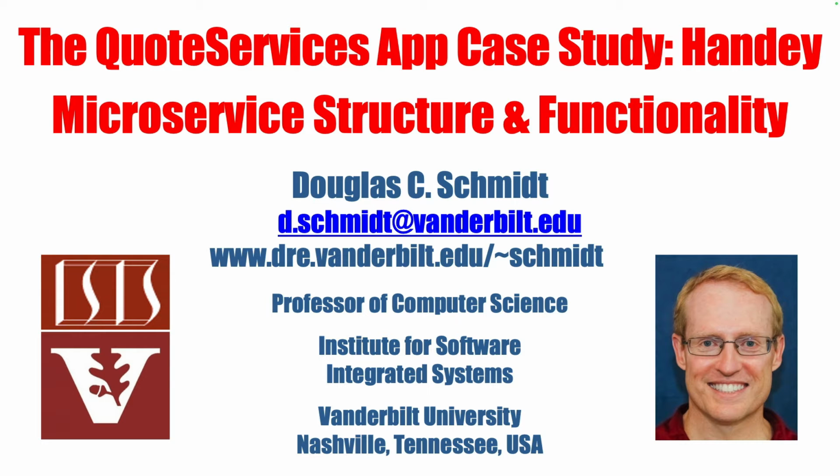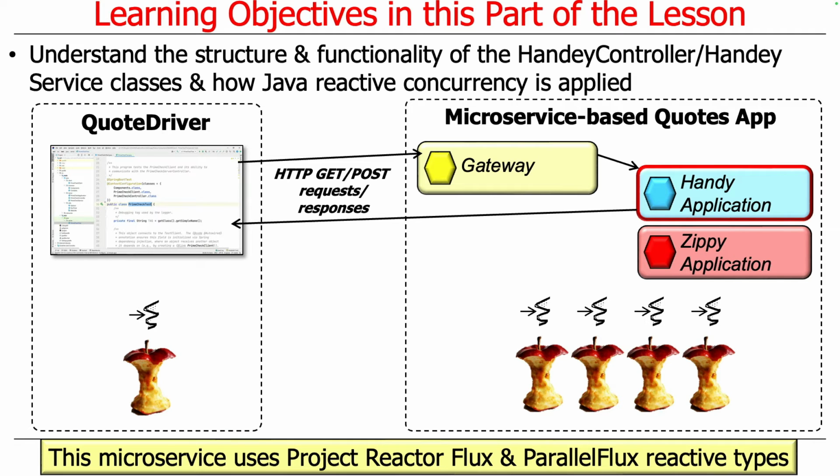And we'll start by talking about its structure and functionality, and then we'll actually walk through the code. So we're going to take a look here at how the Handey controller and the Handey service classes, as well as the Handey application, are implemented. And just for fun, we're going to use the project Reactor mechanisms for Flux and parallel Flux, which uses so-called reactive programming and reactive types. This is a little bit of a teaser for things we're going to get into shortly as we get into the next part of the course, which we'll talk about reactive programming.